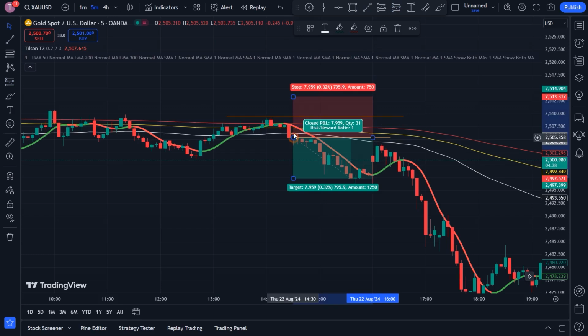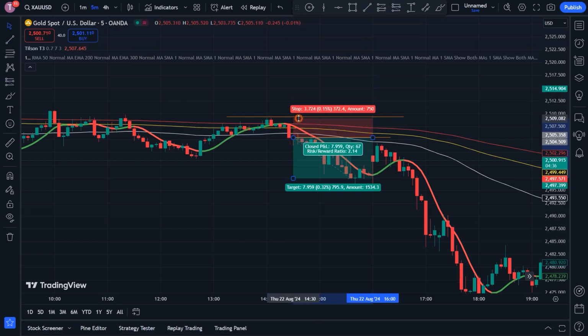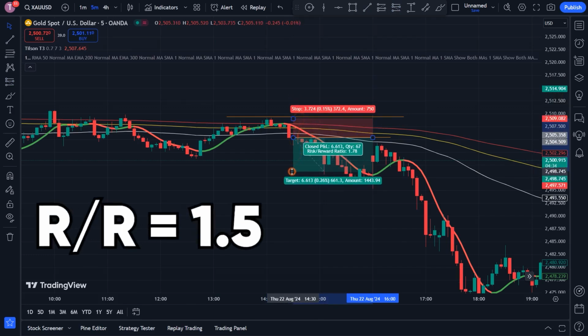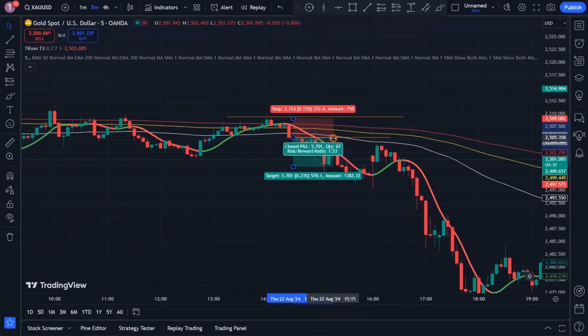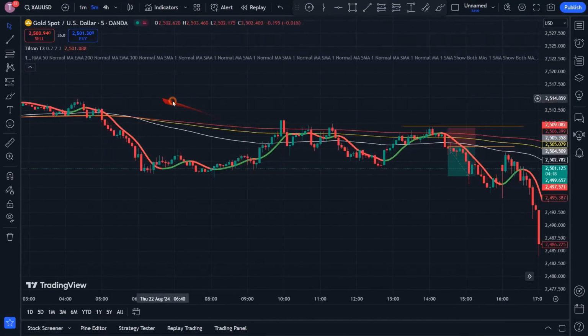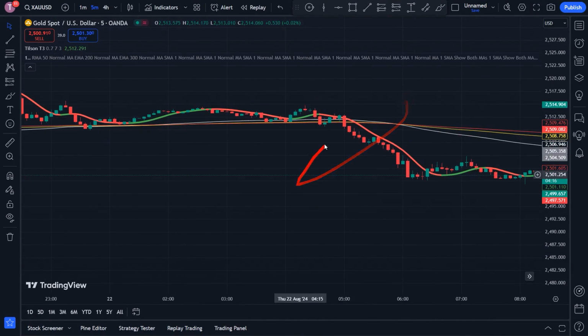Now we can enter our sell trade, and for our take profit, we can also consider a risk to reward ratio 1 to 1.5. Now we just need to wait for our trade to close profitably. And in the following, you can see examples of trades executed with this strategy.